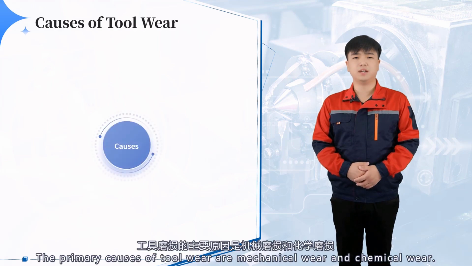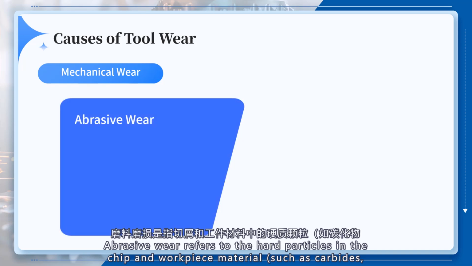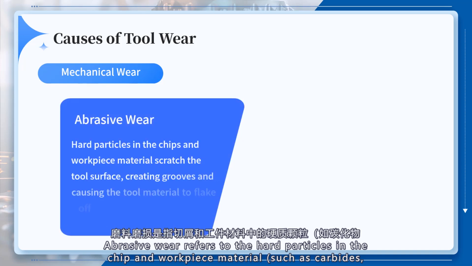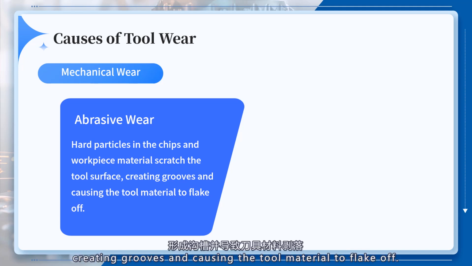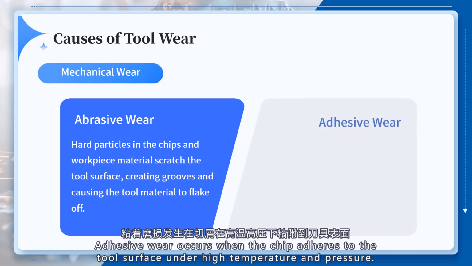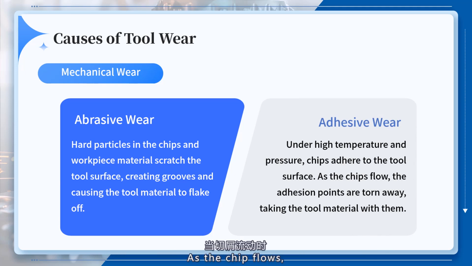Causes of tool wear. The primary causes of tool wear are mechanical wear and chemical wear. Mechanical wear. This includes abrasive wear and adhesive wear. Abrasive wear refers to the hard particles in the chip and the workpiece material, such as carbides, oxides, etc., scratching across the tool surface, creating grooves, and causing the tool material to flake off. Adhesive wear occurs when the chip adheres to the tool surface under high temperature and pressure. As the chip flows, the adhesion points are torn away, taking tool material with them.